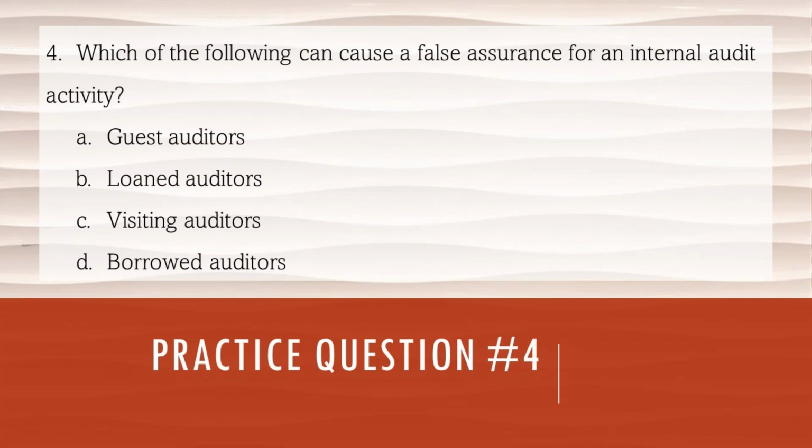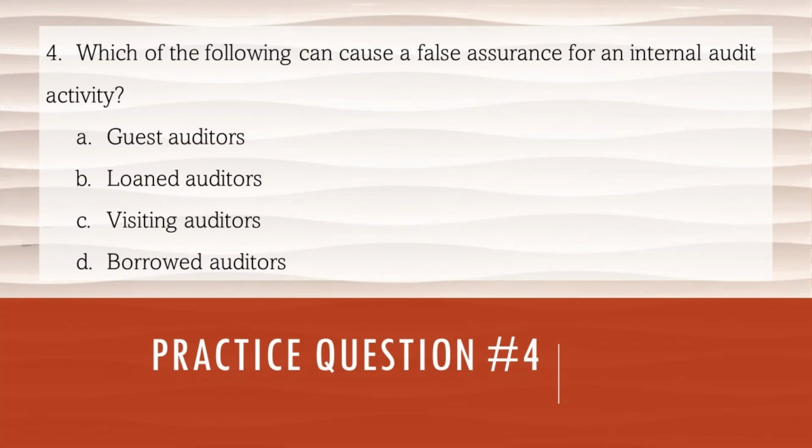Visiting auditors may come from a local, regional, or divisional audit office, and they do not create a false assurance of the internal audit activity because they move from one audit office to the next. So they never stay in one place or with one organization for a long time.